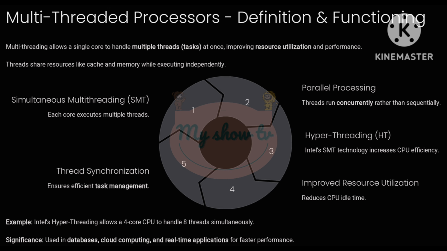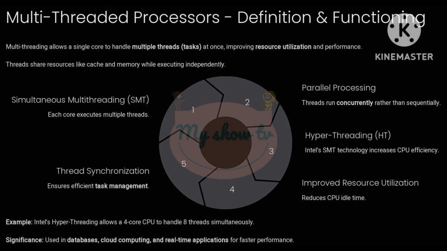5. Thread synchronization. Ensures that multiple threads running on the same core don't interfere with each other. Uses techniques like locks, mutexes, and semaphores to manage thread execution. Example: imagine an online game server that needs to process multiple players' actions at the same time. A multi-threaded processor allows different threads to handle game physics, graphics rendering, and network communication simultaneously, improving performance and responsiveness.